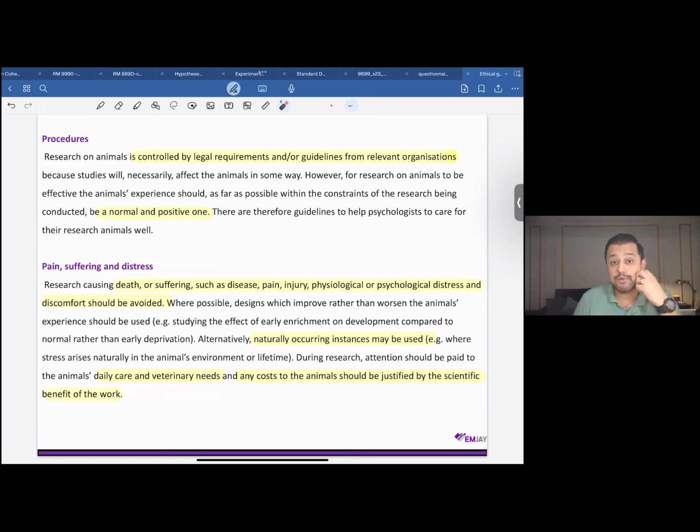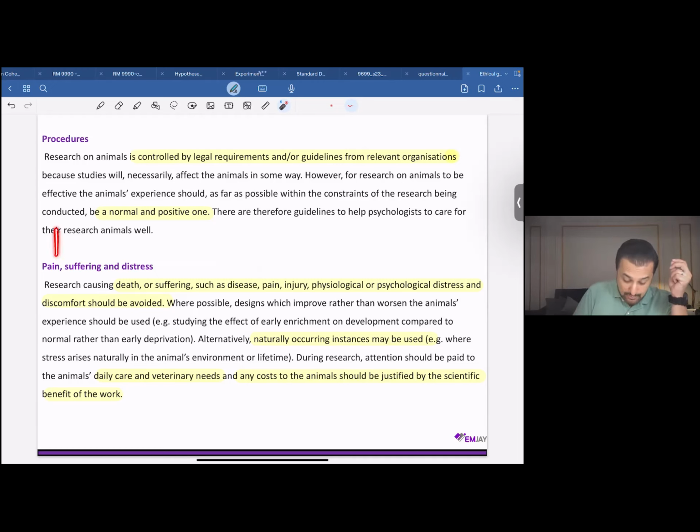Now, again, this reminds me of the research that was conducted by Fagan et al. Remember, minus the training hours, the animals continued with their routine, including grazing time too. So there are guidelines to help psychologists care for their research animals as well.